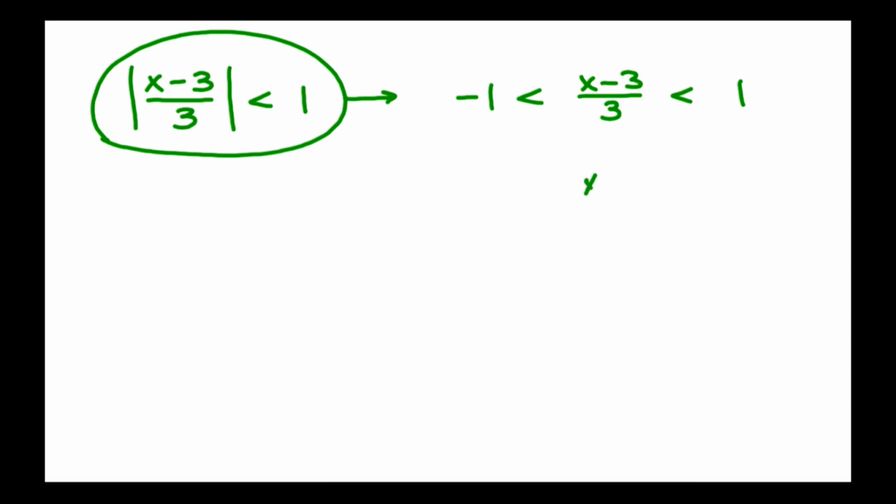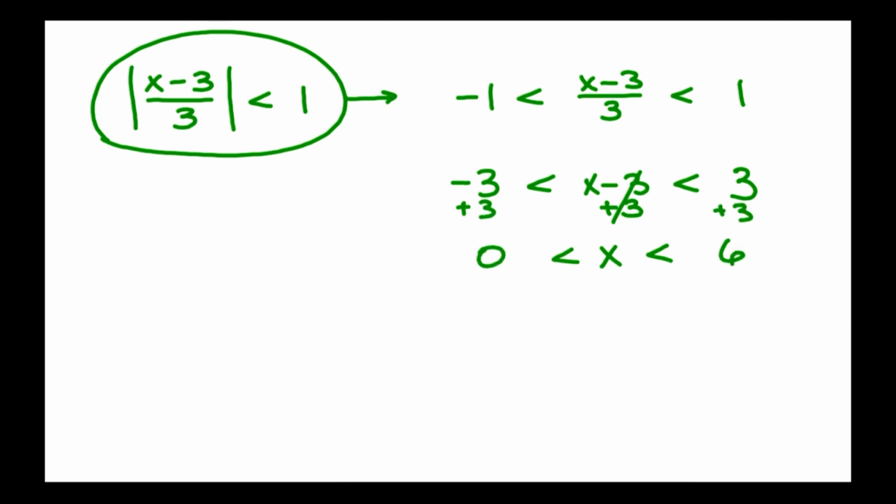Okay, I'm going to triple all 3 parts. That'll just give me an x minus 3 here in the center. And since I'm multiplying all 3 of them by positive 3, no sign flippage. Signs are all going to stay facing the same way. And I'll add 3 to everything. Plus 3 in the middle to knock that out, and plus 3 to the ends as well. All right, so I have my unofficial interval of convergence. Again, I have not tested the endpoints yet. I have to test the 0 and I have to test the 6.